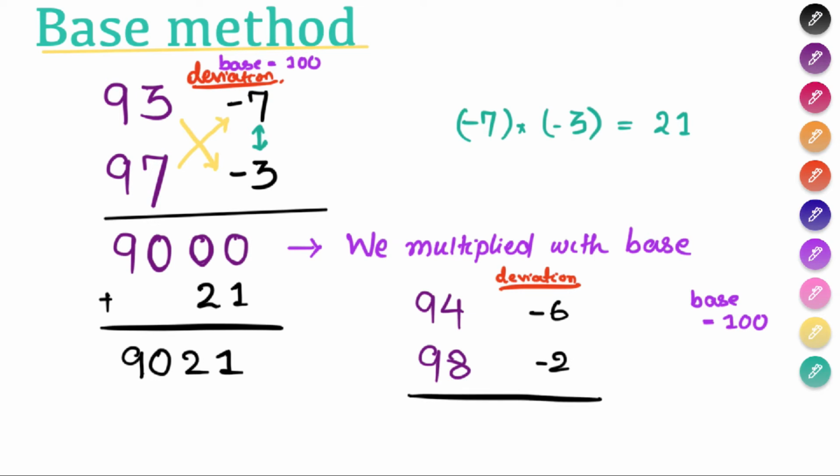Now the third step is we simply perform this operation: 94 minus 2, that gives us 92. Now we have to multiply it with 100, the base, so we will do that in our mind. So 92 into 100 is 9200. Then the last step is we simply multiply the deviations, 6 into 2, that is 12. So we simply write 12 over here, and that is the answer.